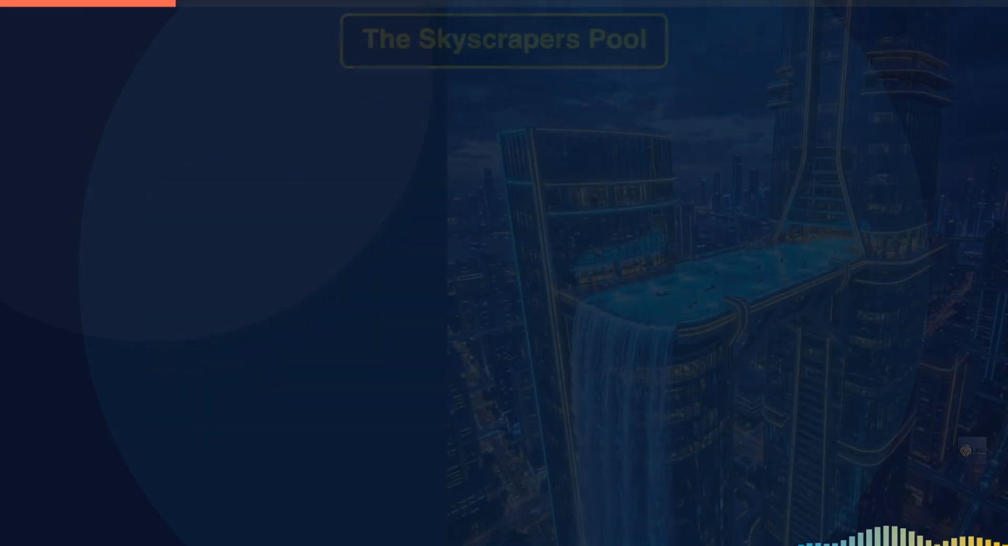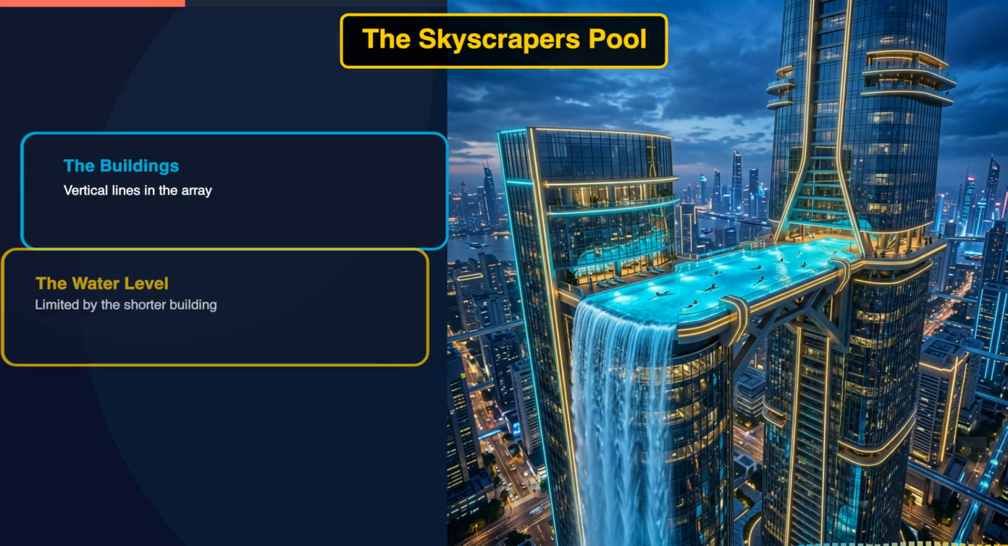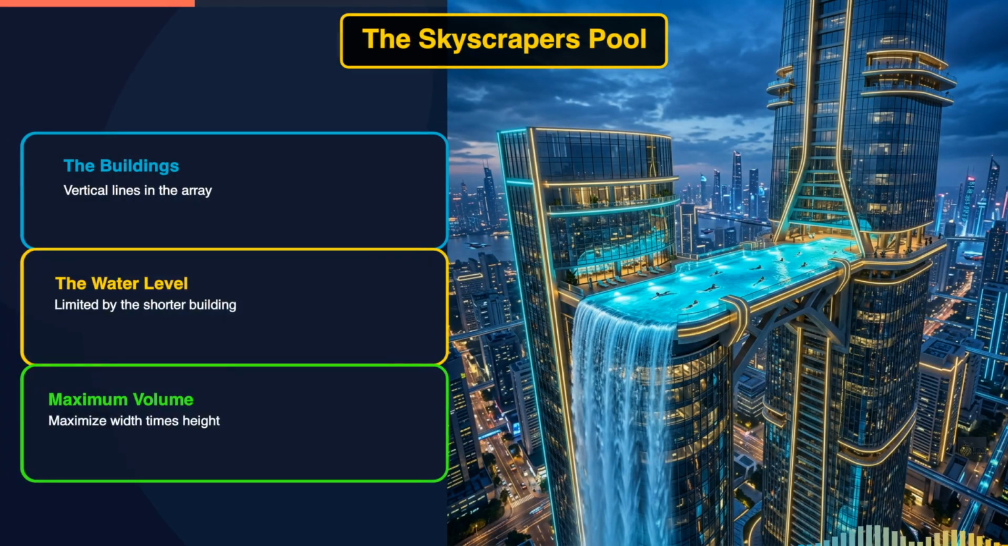Think of it like building a swimming pool between two skyscrapers. The water level can only go as high as the shorter building. If you try to go higher, it simply spills over. To maximize the water, we need a balance between a wide base and tall walls.